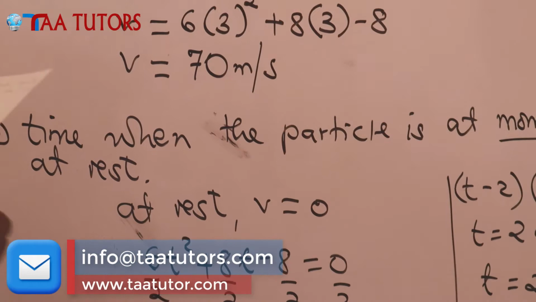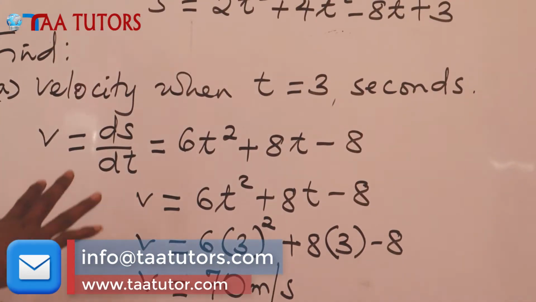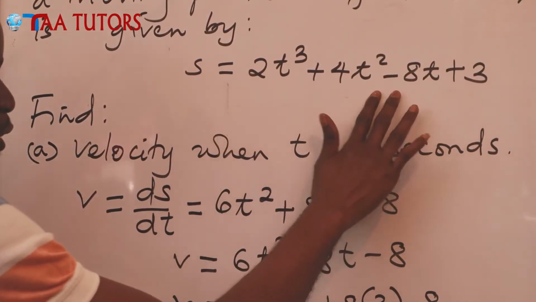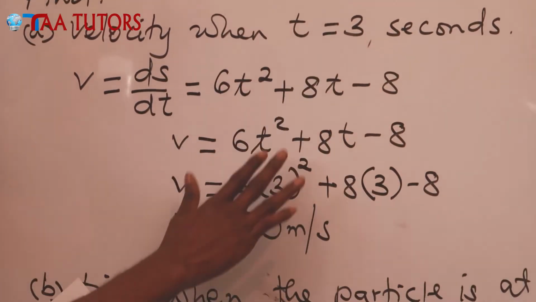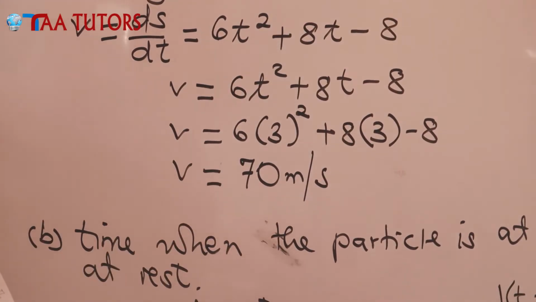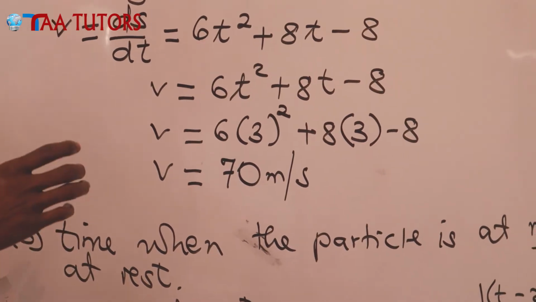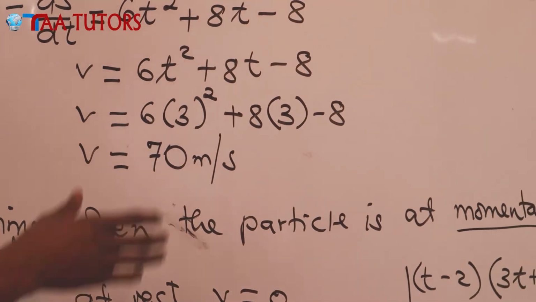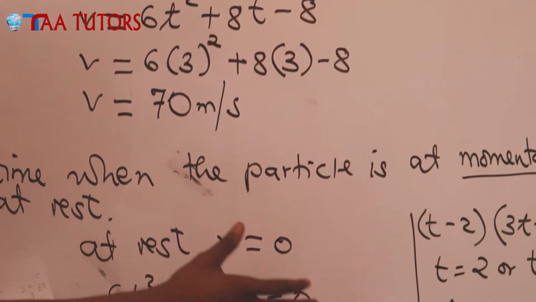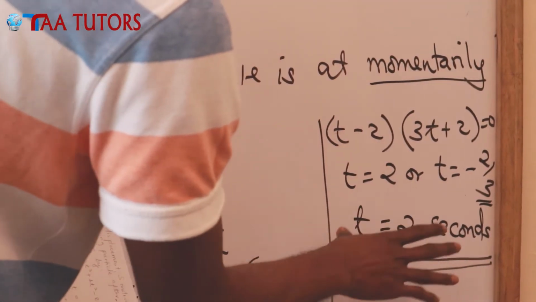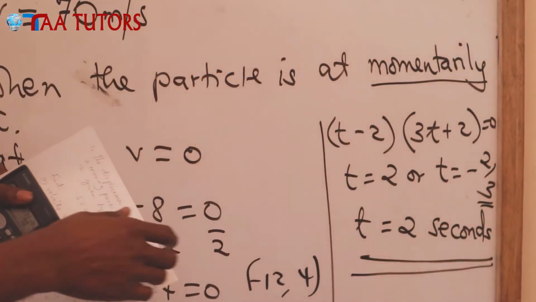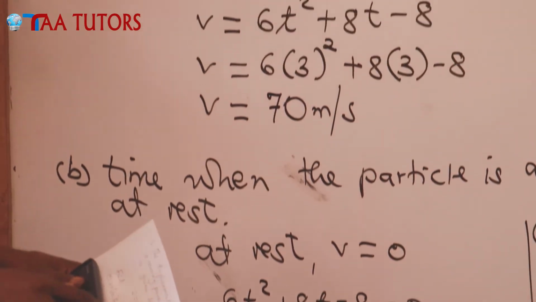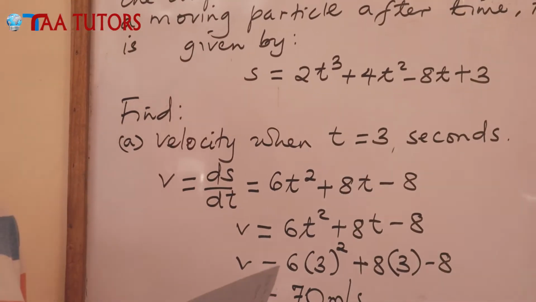So viewers, in this case, we have learned an idea here. You can be asked a question to find velocity when t equals 3. That is very simple. First, differentiate the displacement function to get the velocity function, then substitute the value of 3 in the velocity function. In this case, we got 70 meters per second. Later on, we are asked to get the time when the particle is momentarily at rest. At rest, v equals 0. So we took the velocity function and equated it to 0, solved, and found that the particle is momentarily at rest after 2 seconds.